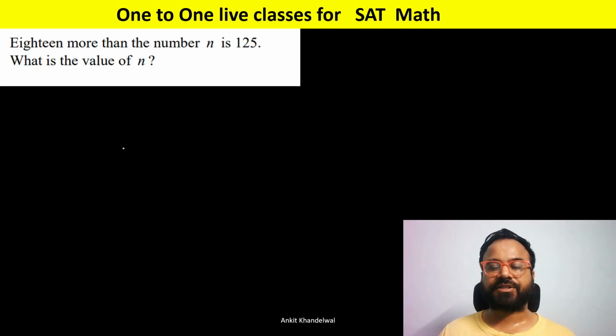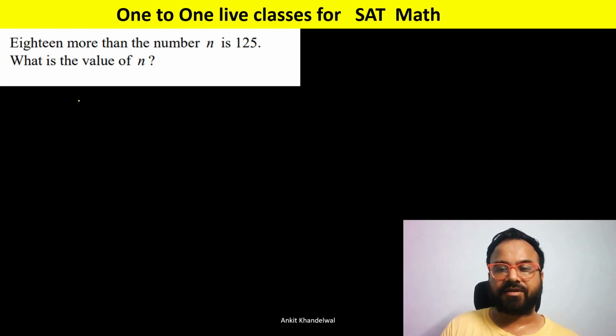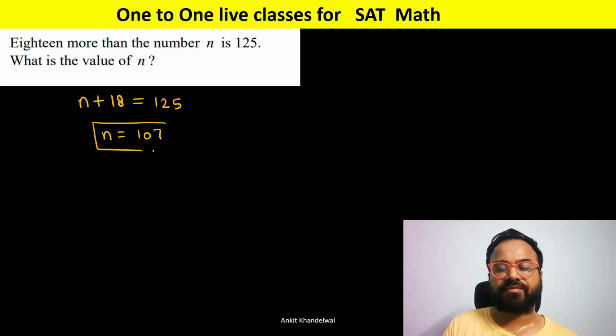The first question: 18 more than the number n is 125. So 18 more than the number n means n plus 18, that is equal to 125. What is the value of n? Subtracting 18 from both sides, simply 107 is the number.